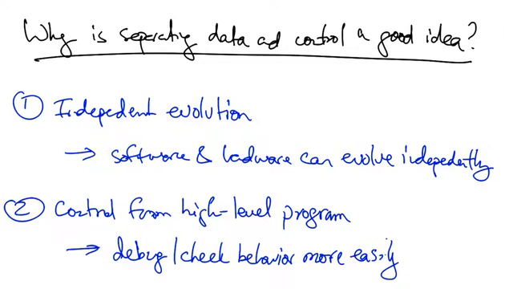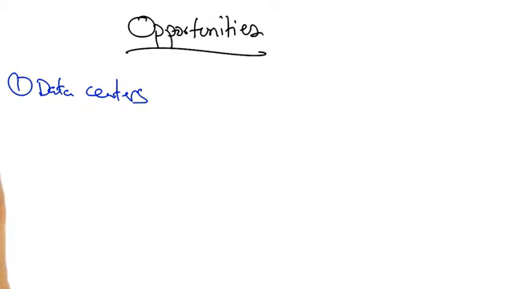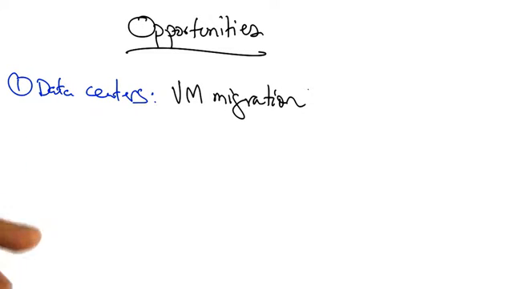Controlling the network from a high-level program, in theory, allows network operators to debug and check network behavior more easily than in the status quo, where network behavior is determined by the distributed low-level configuration across hundreds of switches and routers. The separation of data and control provides opportunities for better network management in data centers by facilitating such network tasks as virtual machine migration to adapt to fluctuating network demands.